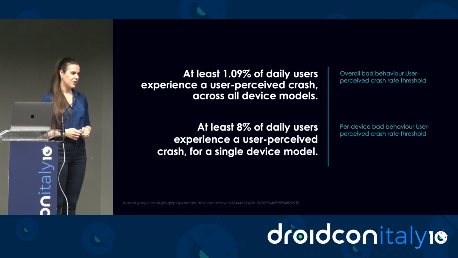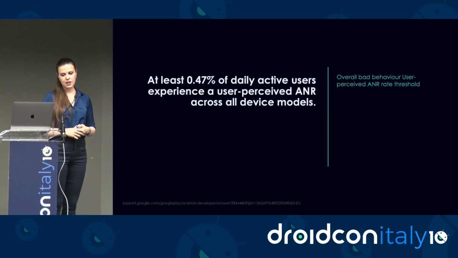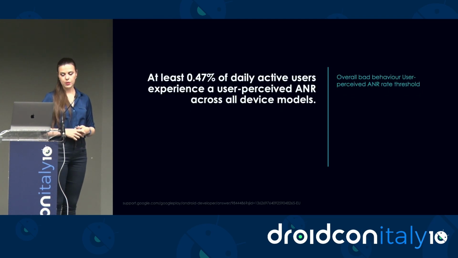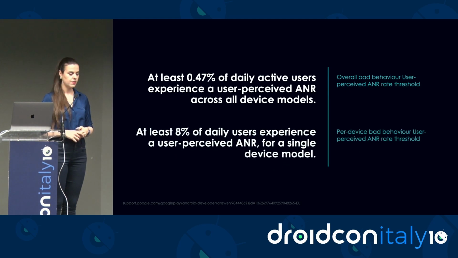And what's the other very bad thing that can happen to Android apps? Did somebody say ANRs? Because that's true. ANRs stand for application not responding, and here the overall bad behavior threshold comes at 0.47%, and the per device is also at 8%. So make sure your app doesn't hit these numbers.